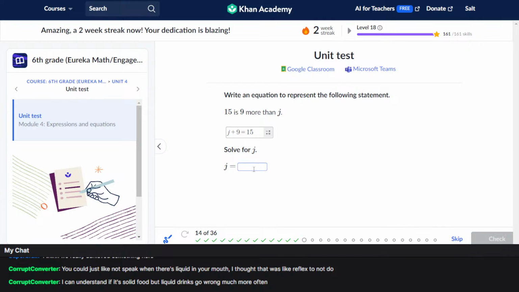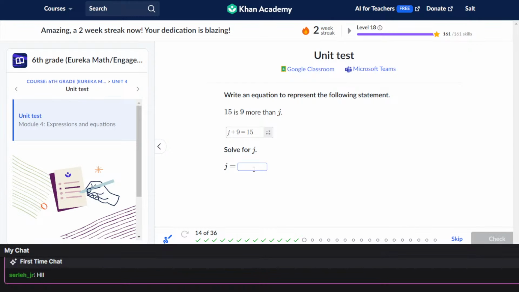I can understand if it's solid food, but liquid drinks go wrong much more often. That's true. They really do.